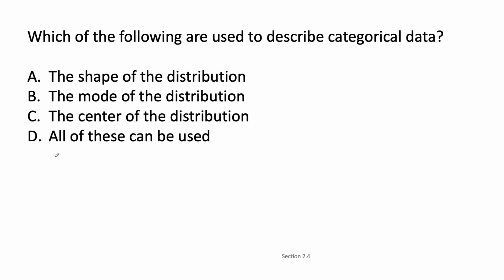Which of the following are used to describe categorical data? Our options are the shape, the mode, the center, or all of these. Well, remember with categorical data, it doesn't make sense to talk about the center or the shape. So the answer here is the mode.